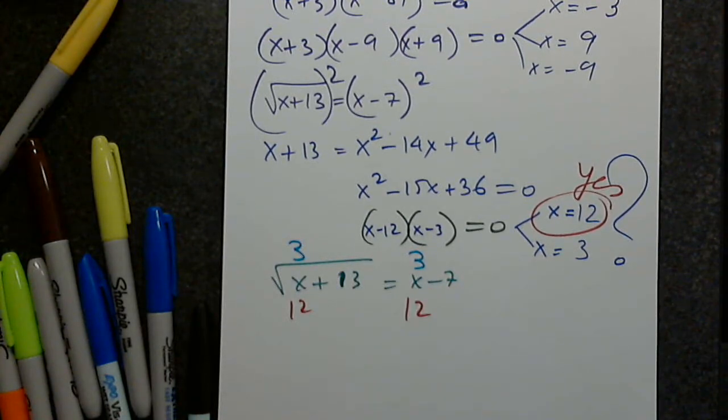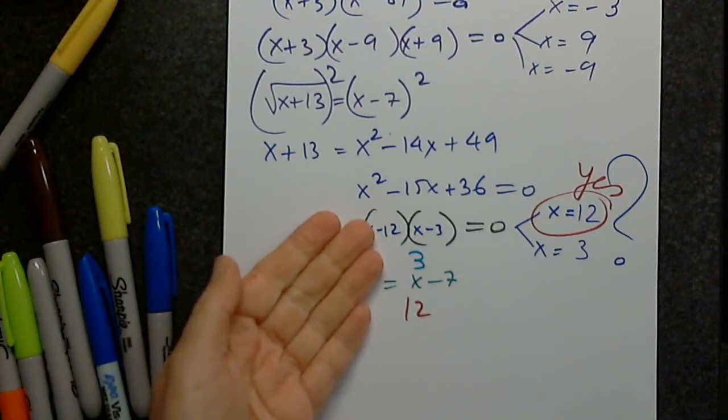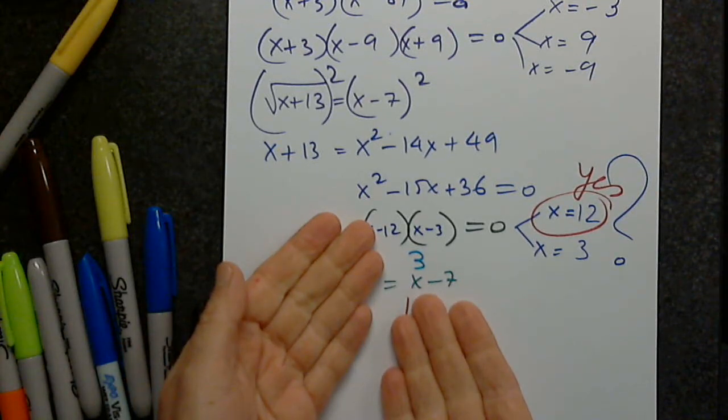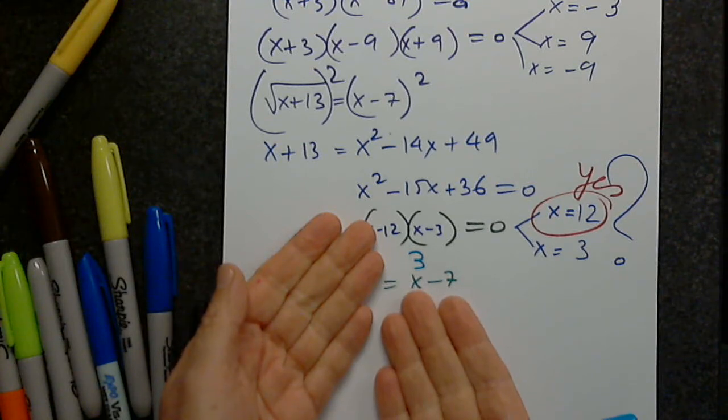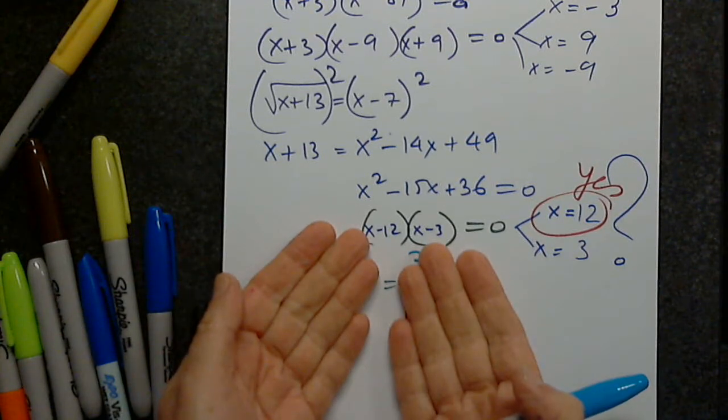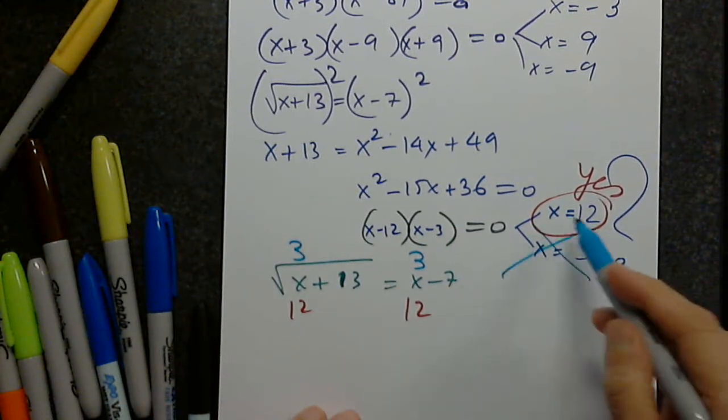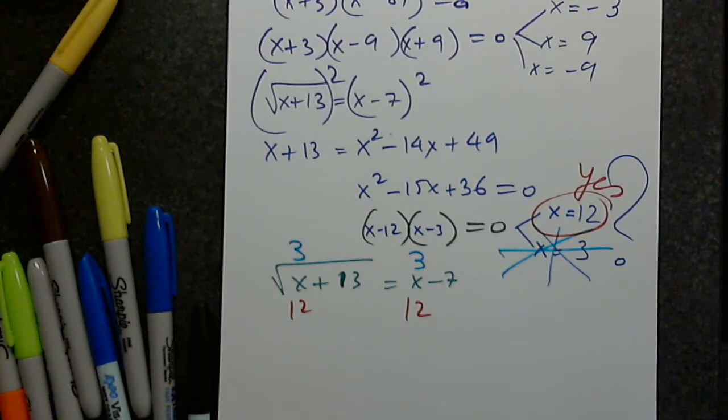Now I'm checking 3. 3 plus 13, 16. Square root of 16 is 4. So this side is 4. What is this side? Negative 4. Is 4 the same thing as negative 4? No. No. You can go away. Number 3, it's not good. You're not good.